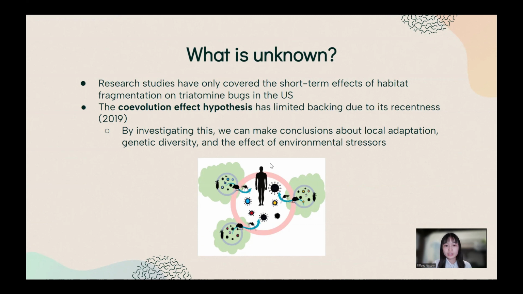So this graphic here is just showing three separate parts of a habitat that used to be one. And it shows that in the coevolution effect hypothesis, these species are now all isolated from each other, so their gene pools are in three separate parts, so their evolutionary trajectories are completely different.